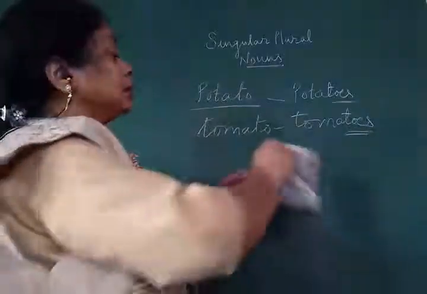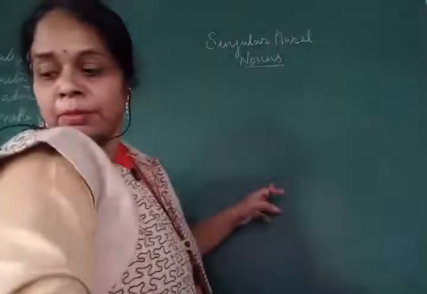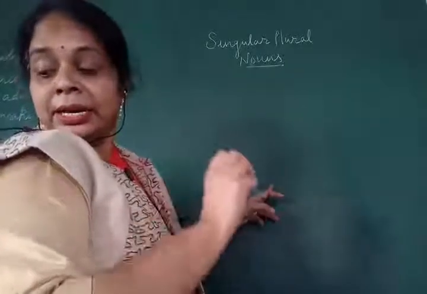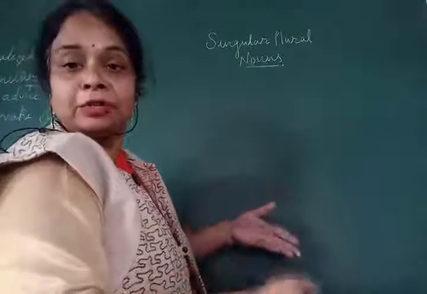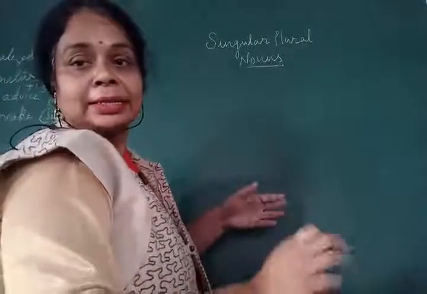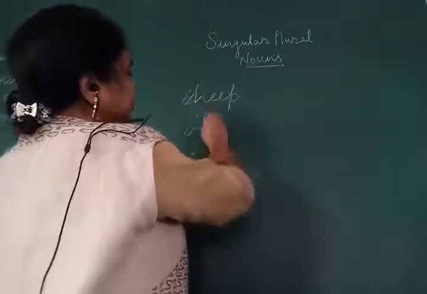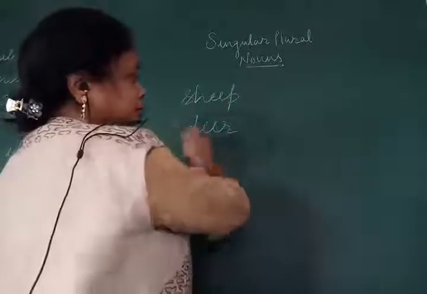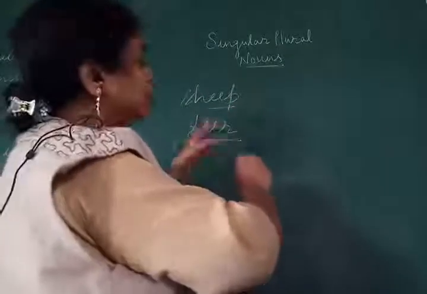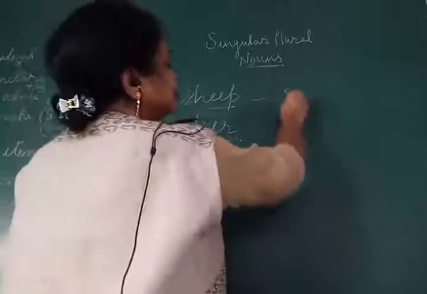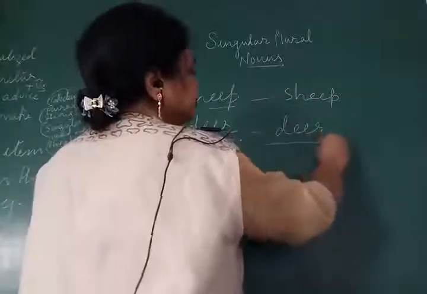Right? Now, some nouns remain unchanged in the plural. They remain as they are in singular. Like we have sheep, we have deer, and many more like that. Okay, sheep, deer, they are singular also the same and plural also the same. Sheep and deer, they remain unchanged.